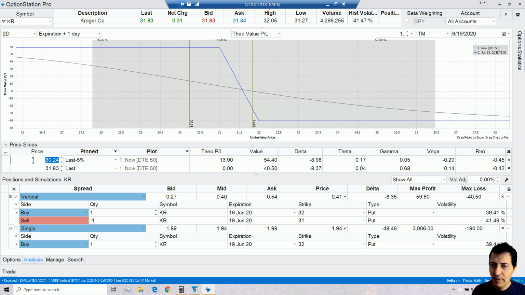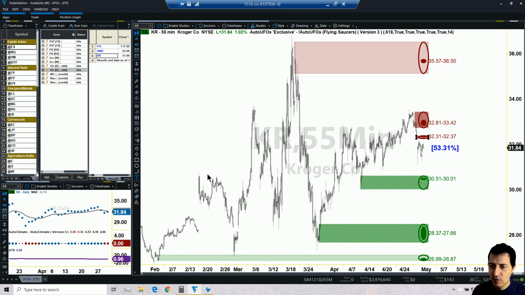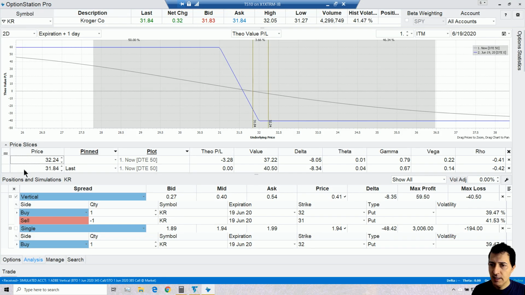So my entry is, was it 32.24? Am I correct? I kind of forgot. See, 32.24, I did it right. And the target below 25.47. Okay, so entry 32 point something, target 25 point something. That's the plan. Okay, so back to the charts.